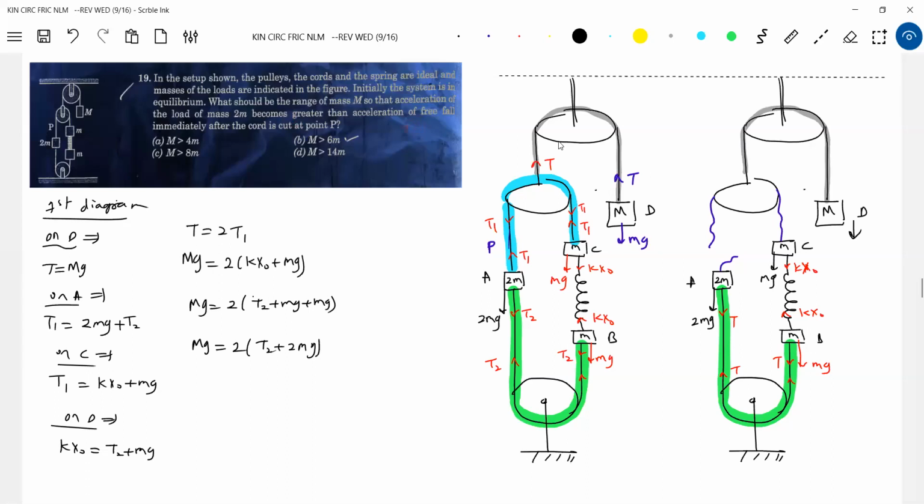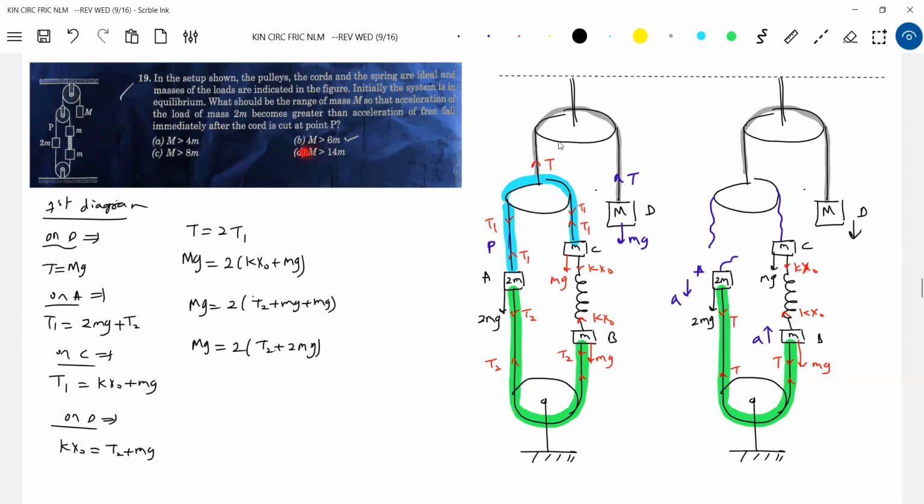So the block A must have an acceleration, and it should be greater than the acceleration of free fall. Let me put that acceleration as A. Now they are connected by a common string. If this has acceleration, since the string is inextensible, this must also have acceleration A like this. So who is responsible now? The spring force only. So altogether, with this kx naught, how much of the tension will become internal? So this kx naught should be greater than 3mg. Shall I write it here? Sir, now you can ask questions. Why not tension? Well, tension will be the same T2 or some other value; we don't know that.